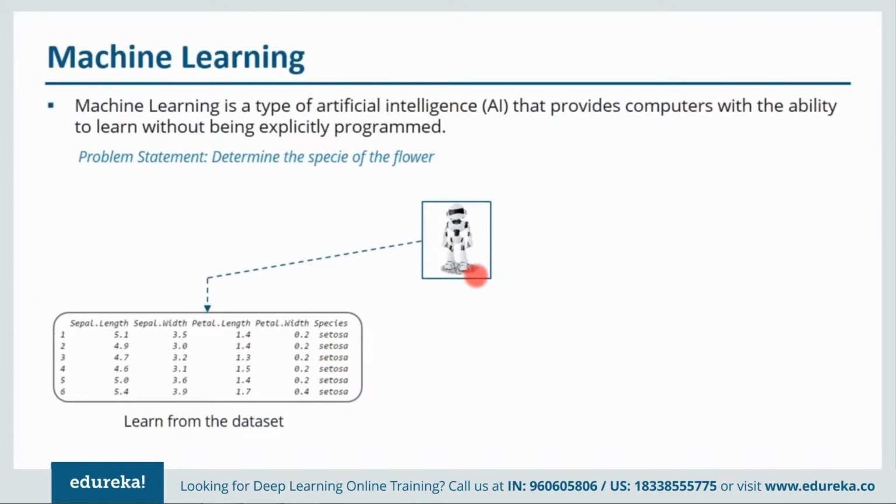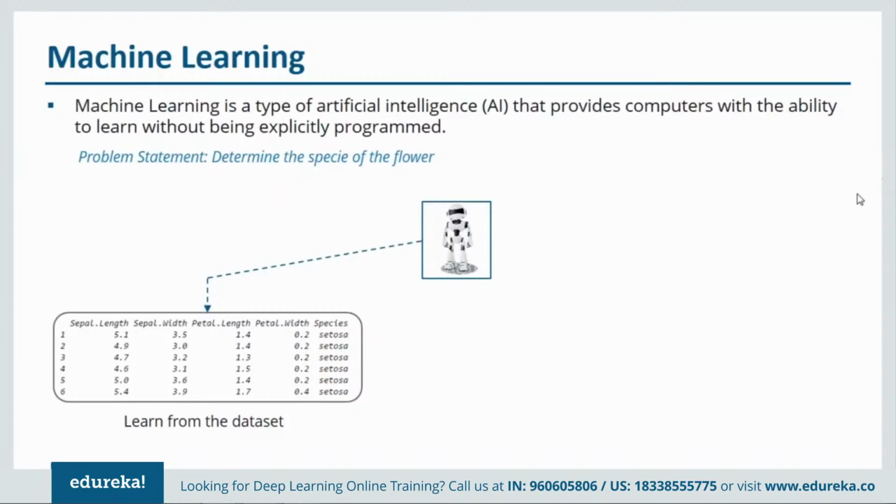First, what we need to do is train our machine on the basis of the data that we have. So in this data, we have sepal length, sepal width, petal length, and petal width, and we have species. So our machine will learn from this data. It will determine what should be the length and width of the sepal and petal in order to classify it as setosa or versicolor or other species of flowers as well.